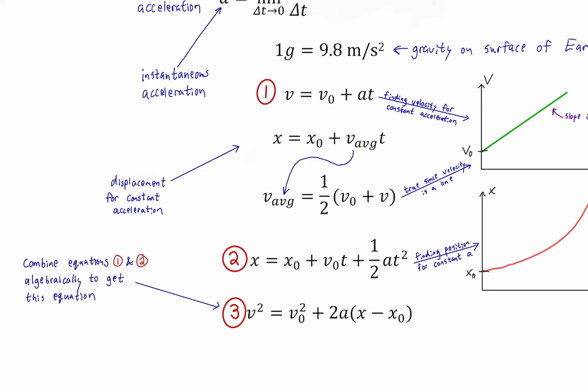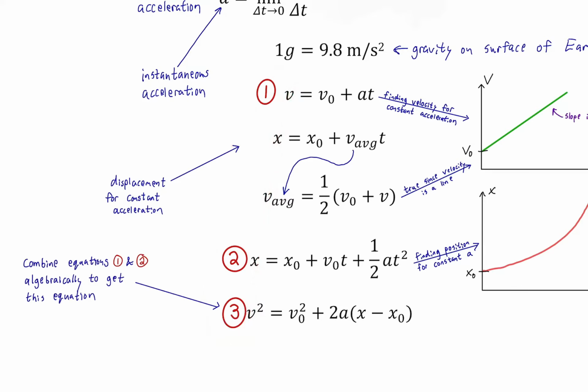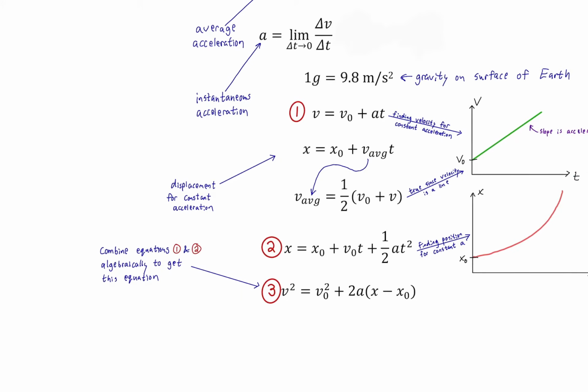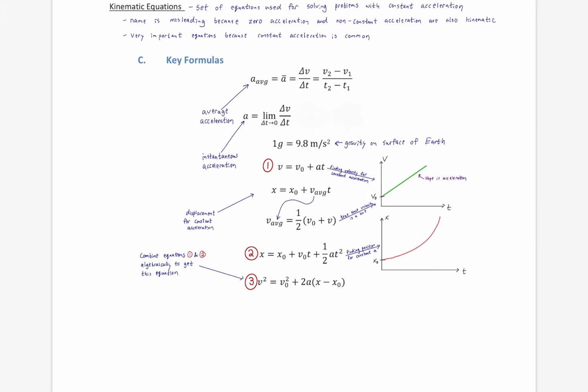That's great sometimes, because sometimes you don't care about time. You're not given it, and you don't want to bother solving for it. What if you only care about the final velocity and you're given the acceleration and the displacement? Because this right here is your delta x in the parentheses. Well, there you go, just bypass time altogether. So these three equations are the ones you're really going to be using most of the time. So there's your introduction to equations. Let's get into some practice.